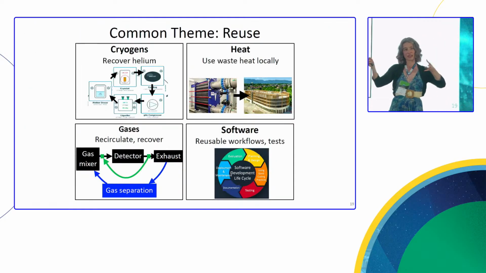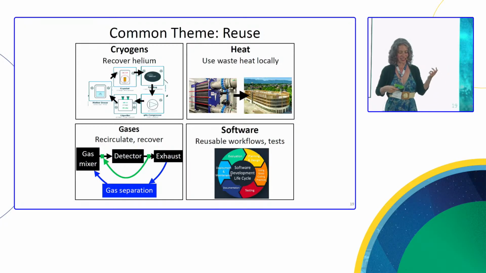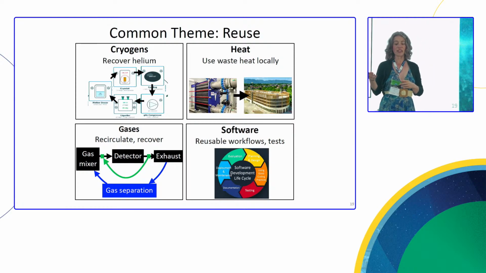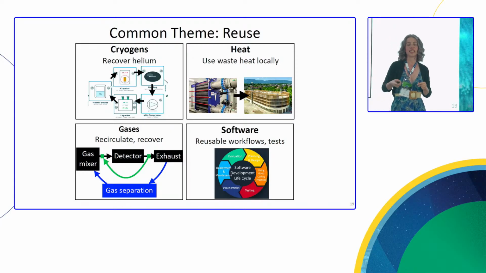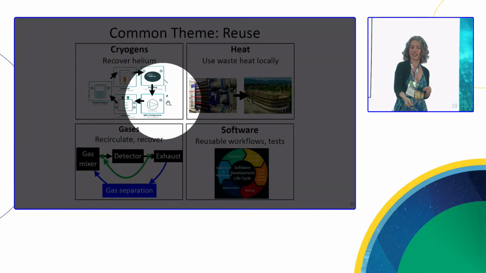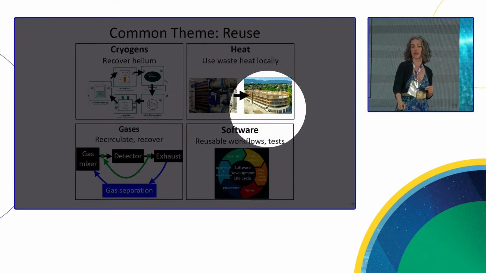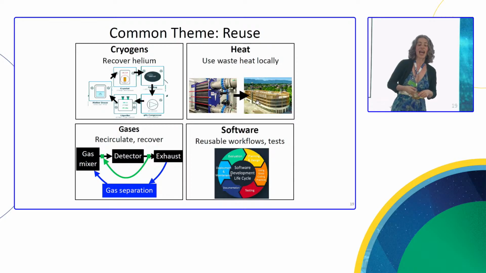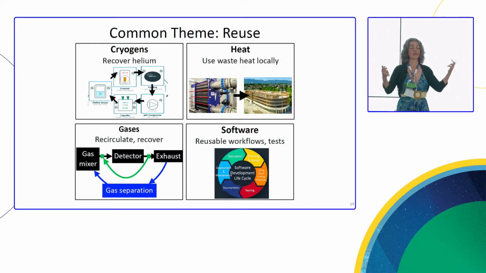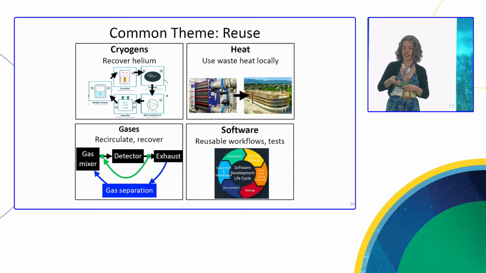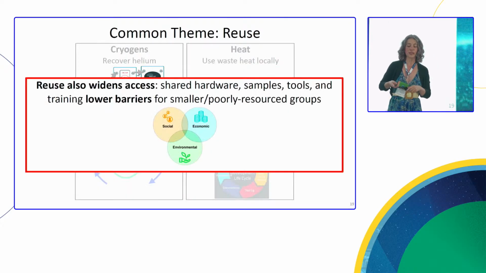As you've seen throughout these examples of accelerators and facilities, detector gases, and computing, a common theme is reuse. For example, reusing helium in cryogens, reusing waste heat locally, as is being done from the LCB to buildings locally at Fermi Lab, recovering and recirculating gases, and in software, using reusable tests and workflows.